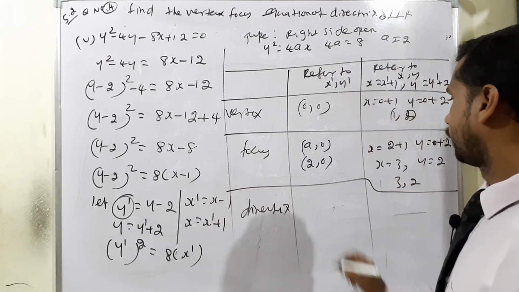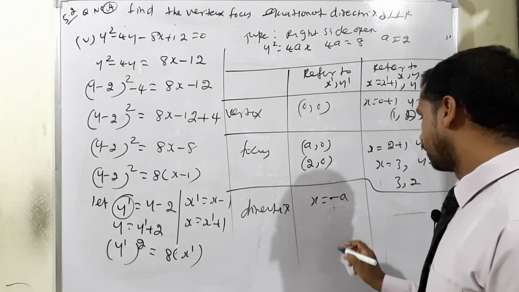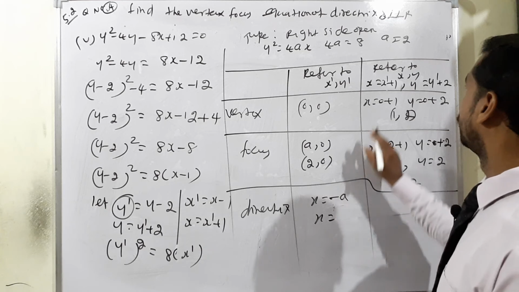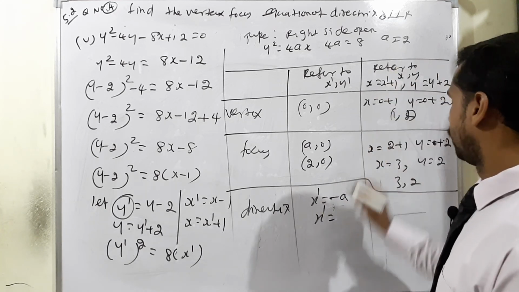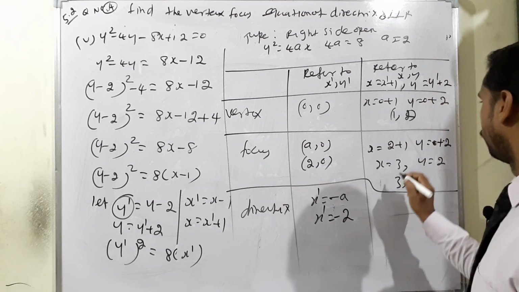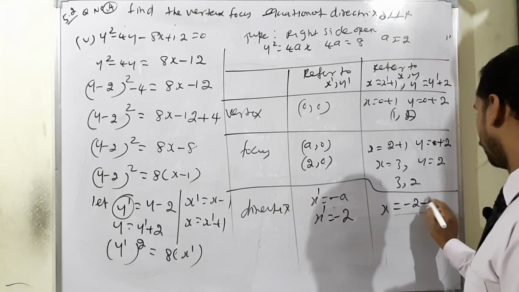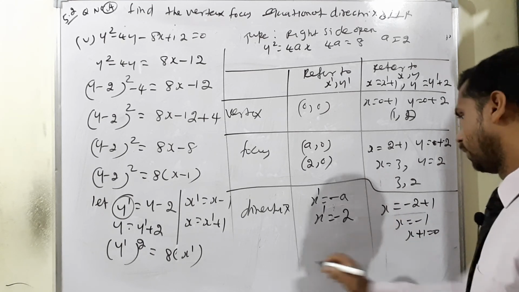Now third one, equation of directrix. For the equation of directrix, positive a means negative a. Therefore x is equal to negative a, isn't it? So x dash is equal to negative a, so x dash is equal to negative 2. Therefore the condition x is equal to negative 2 plus 1 means x is equal to minus 1. Therefore x plus 1 is equal to 0.